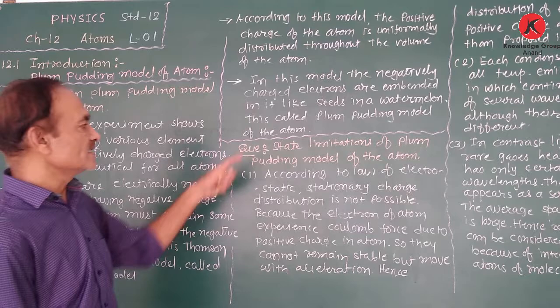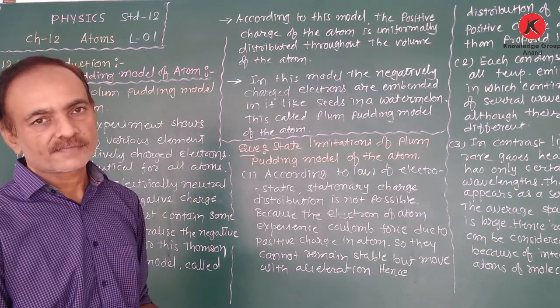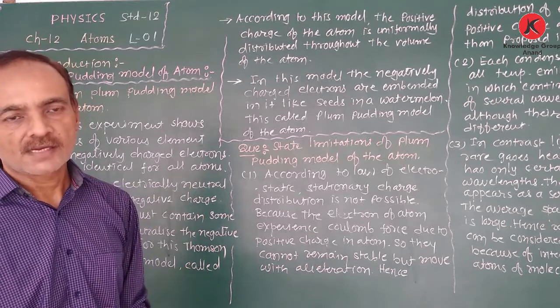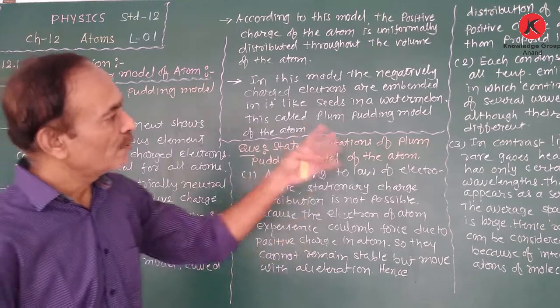Now, the next question is: state the limitations of the Plum pudding model of the atom. What are the limitations? Why did this model fail to explain some properties of the atoms?